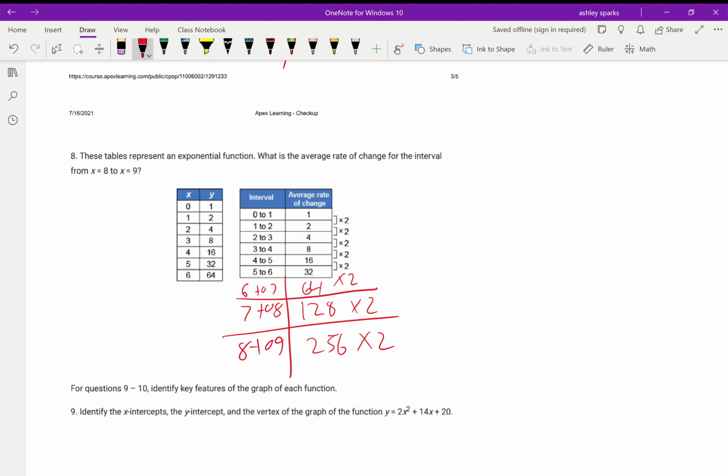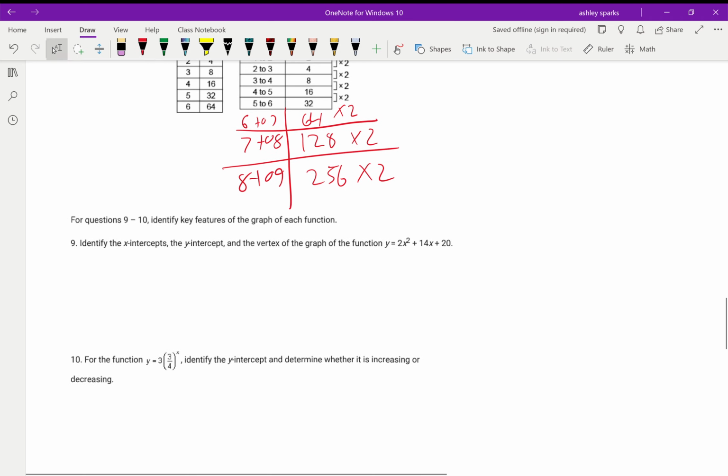Okay, so rate of change, pretty simple. It's either slope stuff or extending out these tables. This one is a little bit harder to identify the x and y intercepts and the vertex on the graph, but let us start with our vertex here.